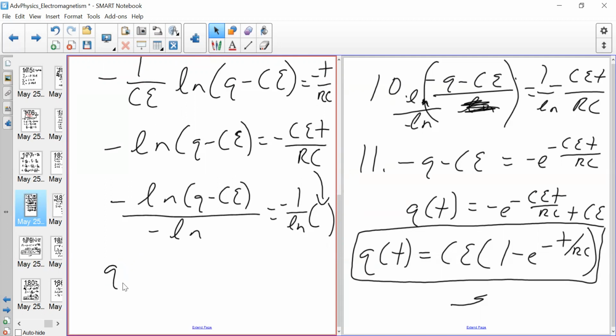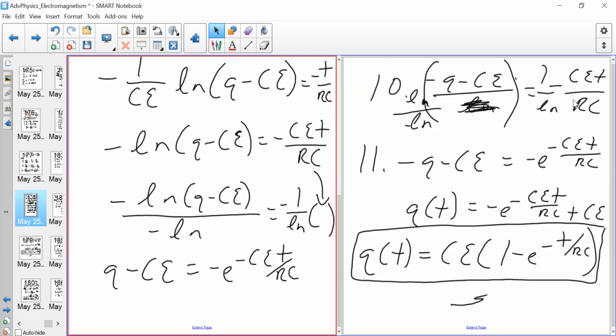So this then becomes q minus c epsilon equals negative exponent, because the reciprocal of natural log is the exponential function, negative e to the minus c epsilon t over rc. So now we can all see how this is going to play itself out. So I just want to clear that part up. I don't know what part in the video, but once you guys get to this point, this is going to be the addendum.